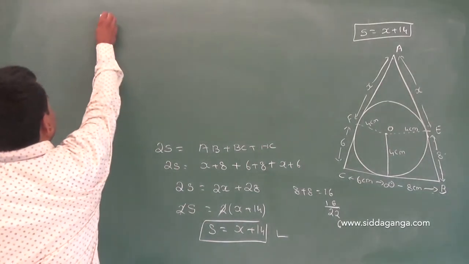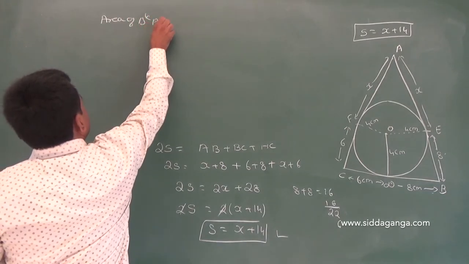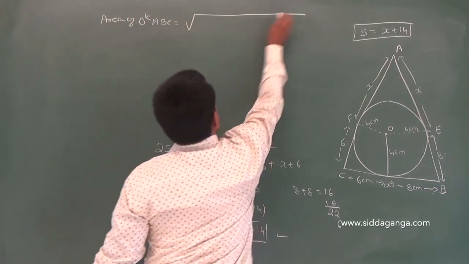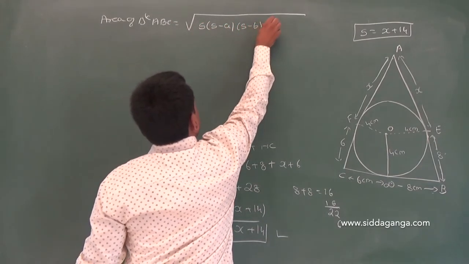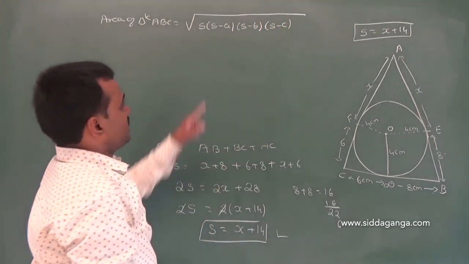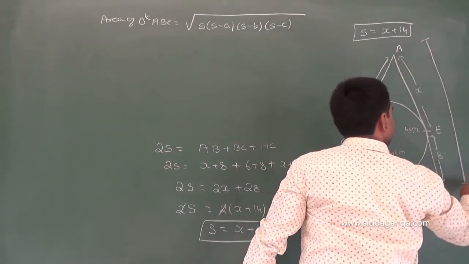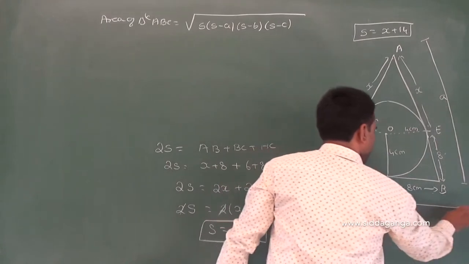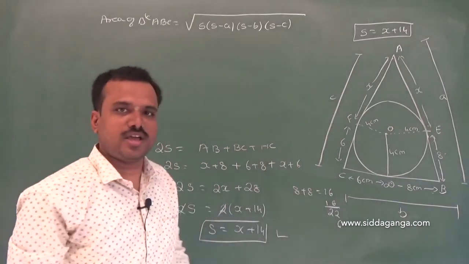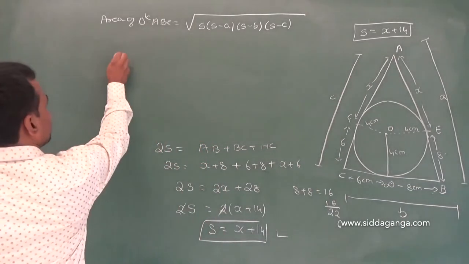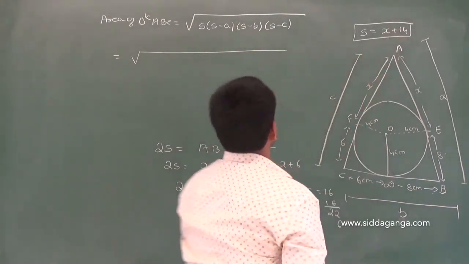Heron's formula, area of triangle ABC is the square root of s into s minus a, I think you learned this in 9th class, into s minus b, into s minus c. A, B, C are the sides: this complete value is a, this complete value is b, and this complete value is c. According to Heron's formula, we already found the value of s, s is x plus 14.